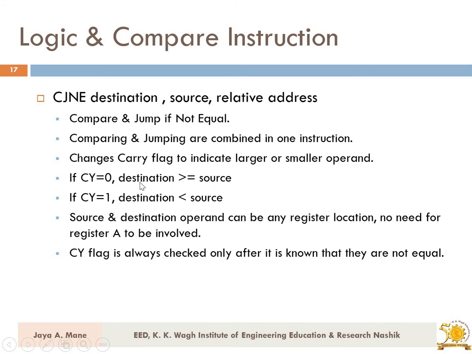If the carry flag is 0, that indicates that the number stored in the destination register is greater than the source register. If the carry flag is 1, then that indicates that the number stored in the destination is lesser than the source register. So this also gives you an idea about which number is greater or which is 0.